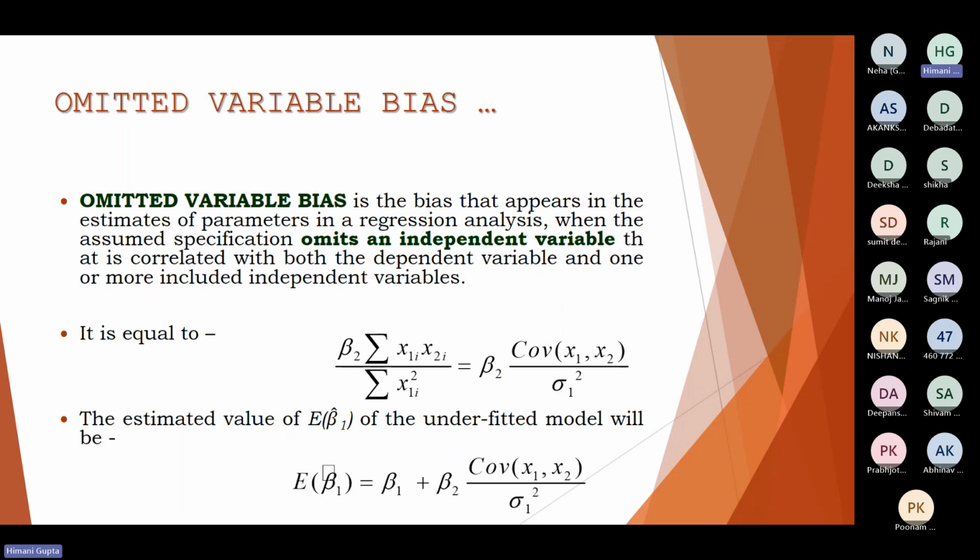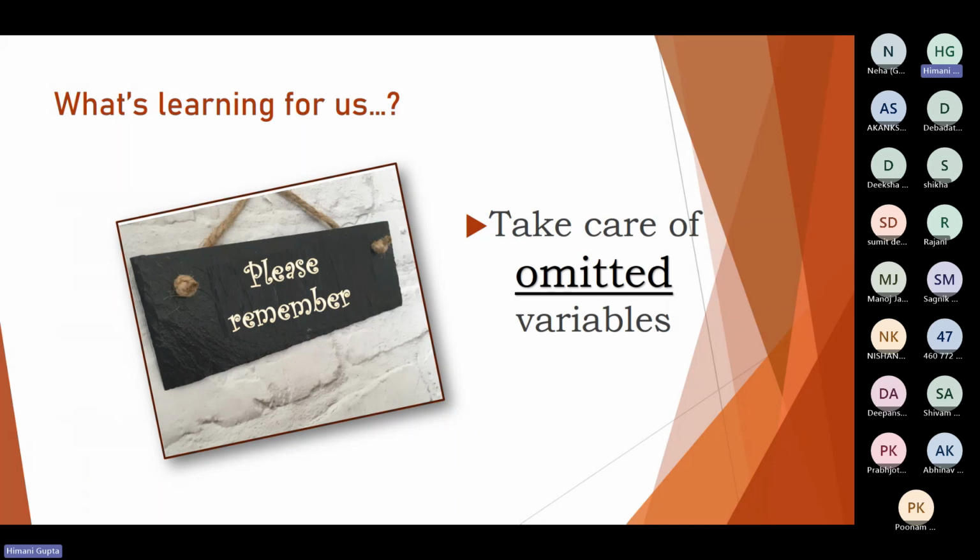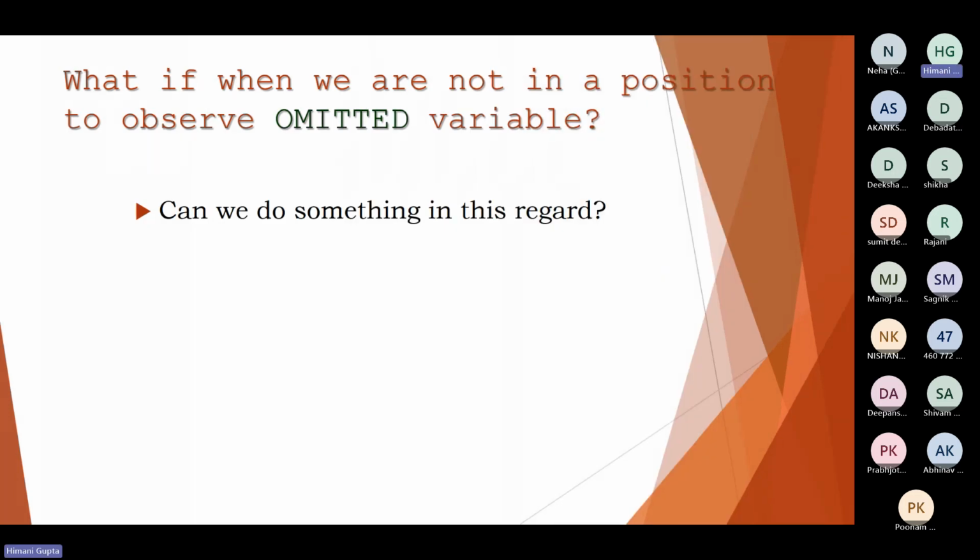So the first thing we have to do while learning regression is that there should not be any omitted variable which is playing a major role, which has a relationship with the independent variable and plays a major role for the dependent variable also. So you have to take care of such omitted variables. Now, if we are not in a position to observe the omitted variables, in this example we are able to observe them, but can we do something if we are not able to observe the omitted variable? There can be some variables which I cannot observe.